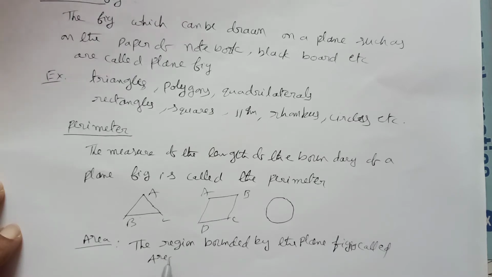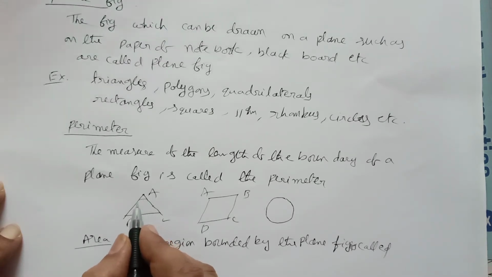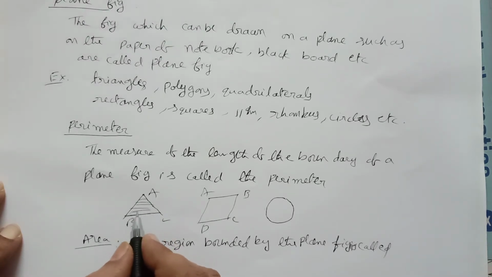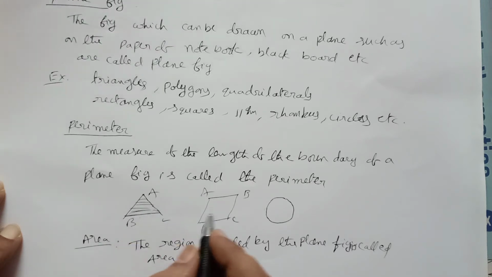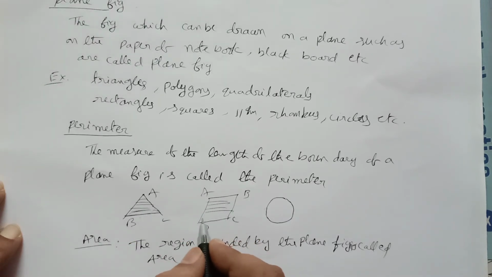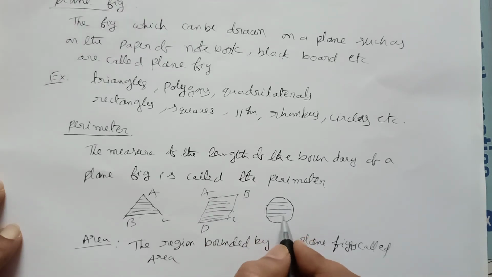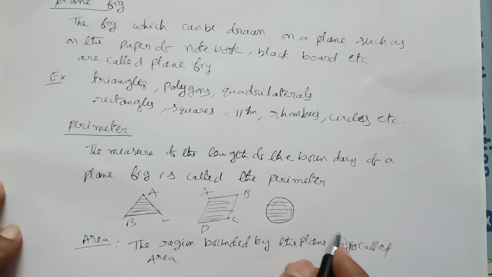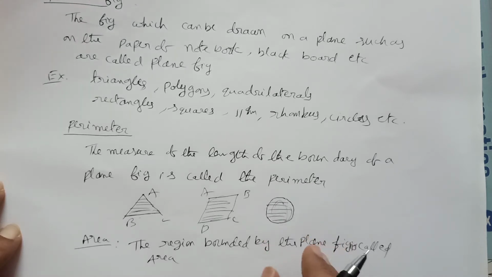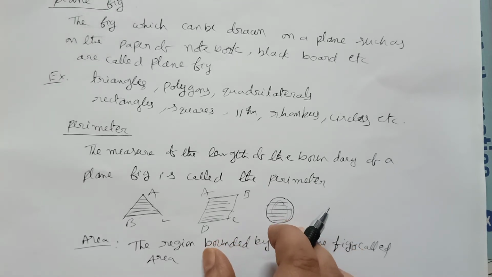Suppose if you consider the triangle, the region bounded by this plane figure, this is the region. So this is called area. The region bounded by this quadrilateral, this is the area of this quadrilateral. This is the region bounded by circle. This is the circular region. This circular region is called area of the circle.